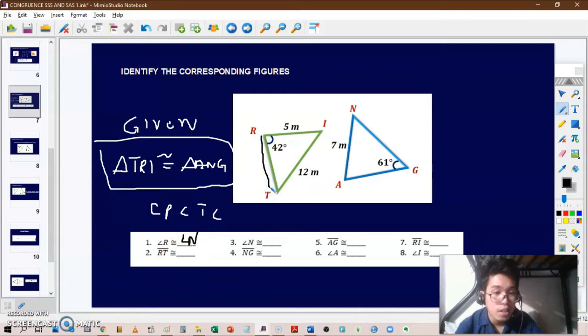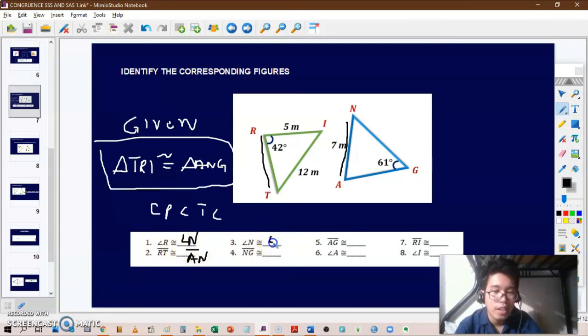And also we have here line segment RT. What's the line segment that's the corresponding part on triangle ANG? It could be line segment AN or line segment NA. So we have RT and then AN. And then we have angle N. So we have here angle R is congruent to angle N.